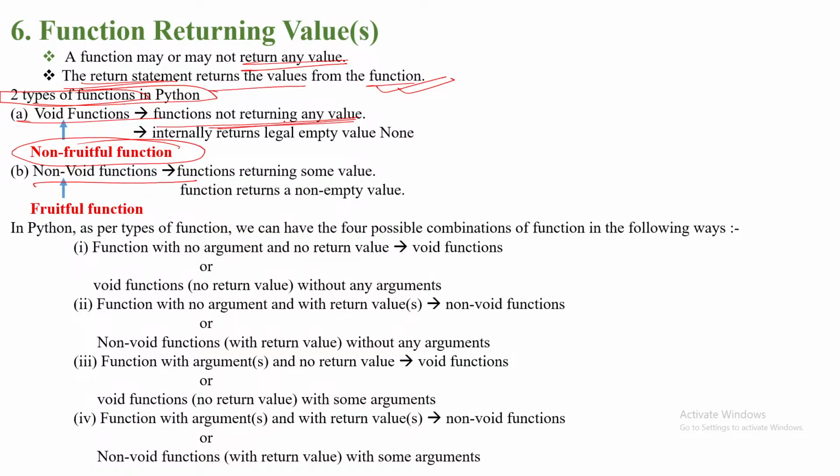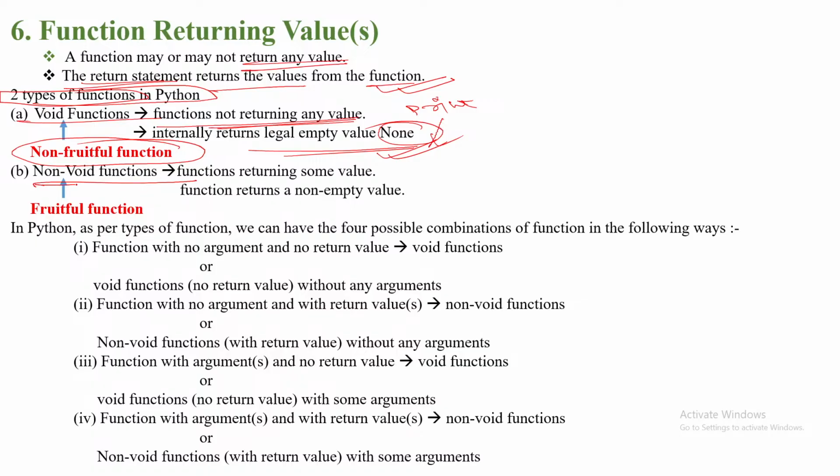Remember that. Void function means a function not returning any value. Internally it returns the legal empty value None, but that None value can't be used. Not returning any value means here we call the print command, and can pass the value None. So that is why it is called a non-fruitful function.